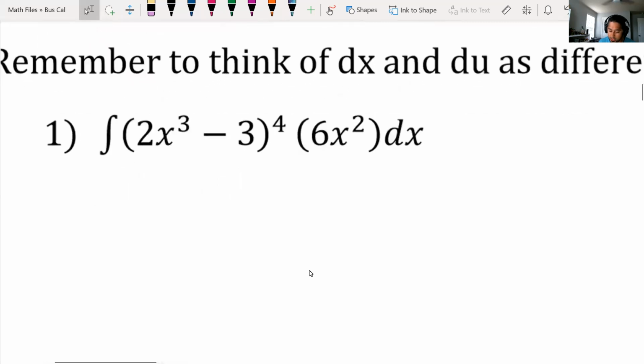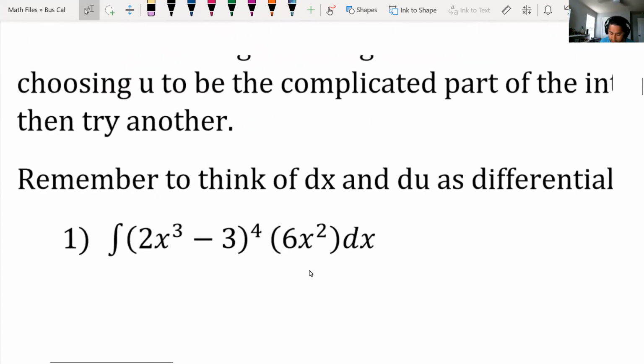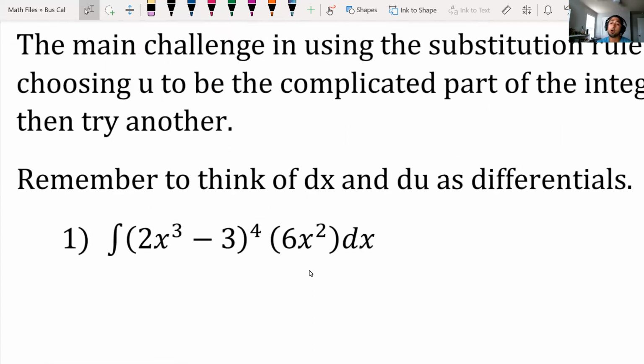Number one, we have the integral of 2x cubed minus 3 to the fourth times 6x squared dx. Now we're going to do a substitution. So we want to do it on the more complicated part. What looks more complicated? 2x cubed minus 3 or 6x squared? So it's 2x cubed. So this is going to be our sub. We're going to let u equal 2x cubed minus 3.